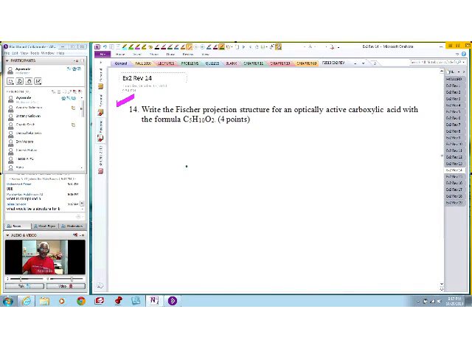Okay, thank you. Very good. This should be fairly simple. Just write the Fisher projection of any optically active carboxylic acid using this formula here. Any structure will do here as long as it will be optically active. And the key here is that since you only have 5 carbon atoms, you must at least have 1 chirality carbon. Okay, so I will say this.